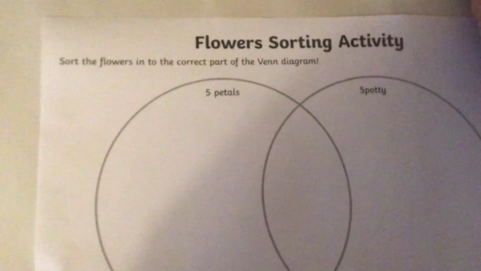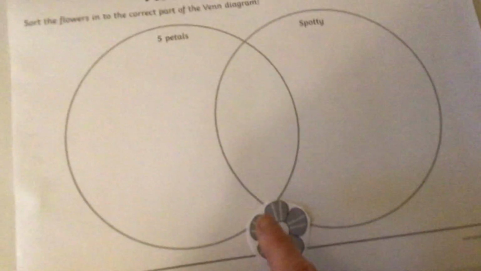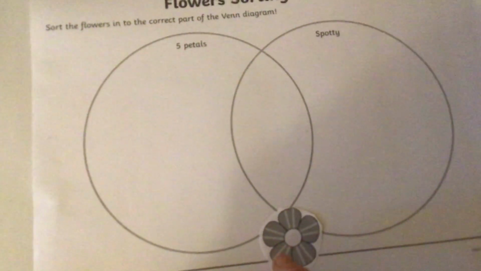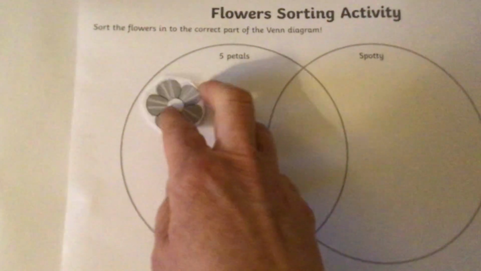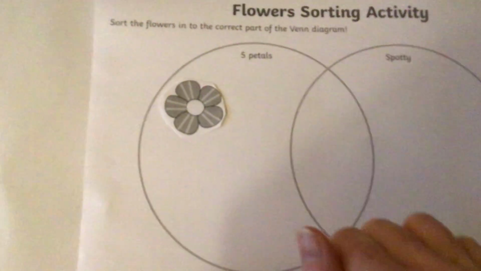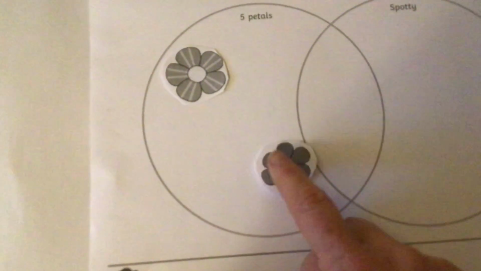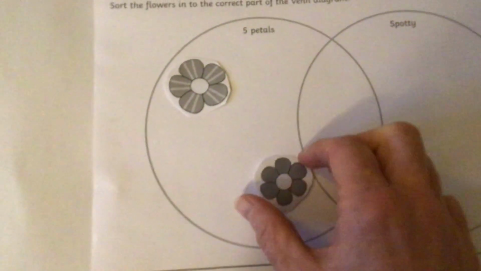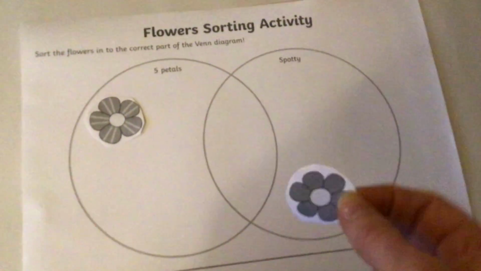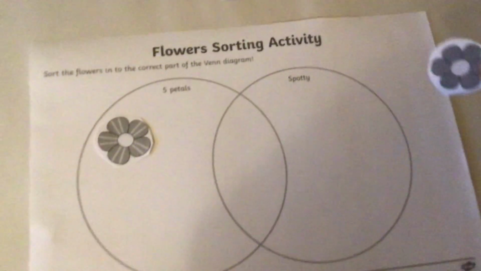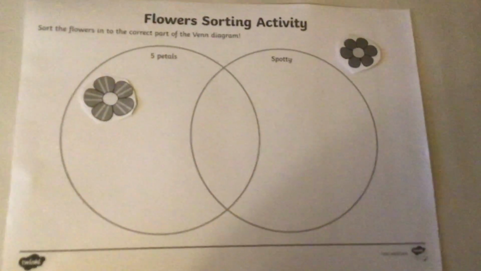Okay, let's have a look then. Here's our first flower. Let's have a look at it. Let's count the petals. 1, 2, 3, 4, 5. It has 5 petals. So it needs to go in this side. It isn't spotty, so it can't go in the middle. Let's try another one. 1, 2, 3, 4, 5, 6 petals. Now, this doesn't sit in this circle or in this circle. So what we do with something that doesn't work in either of these, we put it outside of the shape. The 2 circles over there, outside the Venn diagram.